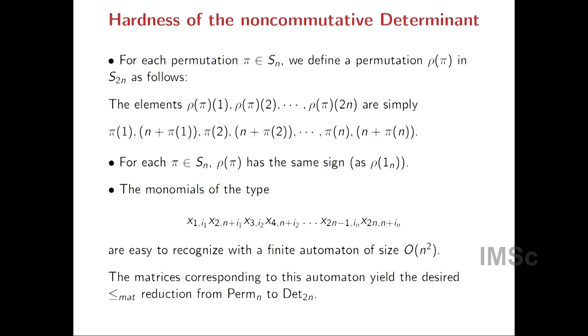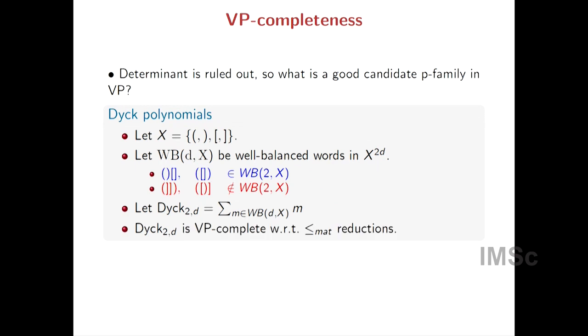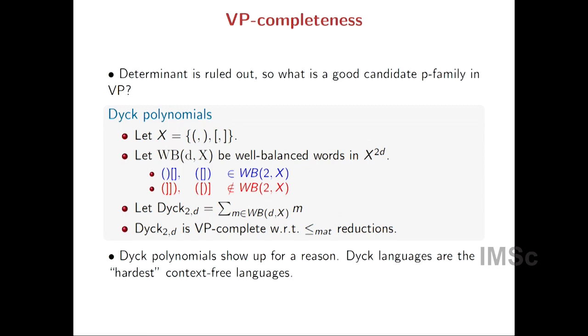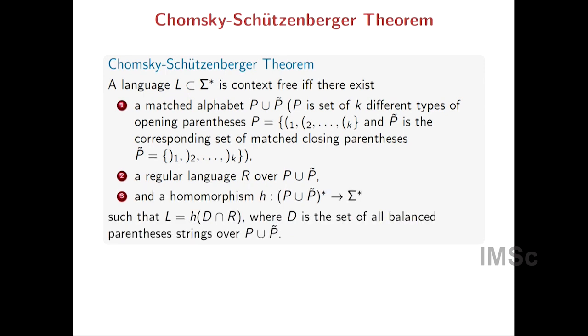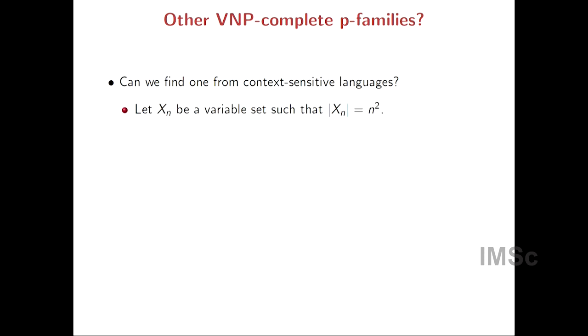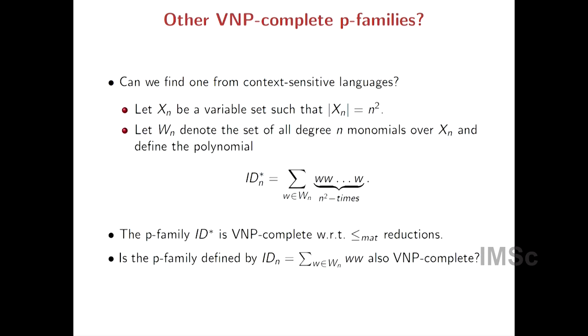I think I've really run out of time, and I just want to say that the analogy continues. So if I want VP completeness, now determinant is hard. So what is VP complete in the non-commutative world? You don't have to look far. Automata theory helps out. Dyck languages. So you can define Dyck polynomials and use the Chomsky-Schutzenberger theorem, which talks of the hardest context-free languages, to show that the Dyck polynomial is VP complete. And using context-sensitive languages, we can create more VNP complete problems, which again are analogous, not looking like permanent or determinant, but really coming from the formal language, from the theory of computation setting, the Hopcroft and Ullman setting.